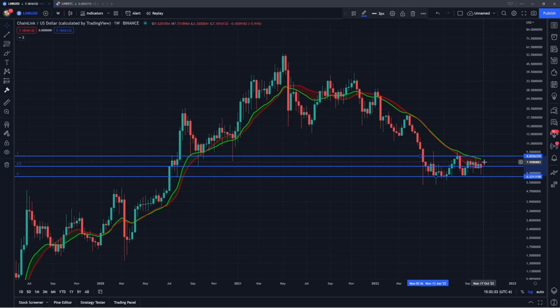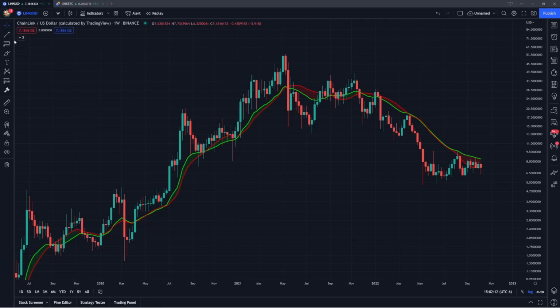Now, beyond that, if we do lose the support right around $6 where we've held all of these candles, then the next level I'm going to be looking at is right around $4.60. Now, this was the level that was previous resistance back in 2019 as well as 2020.